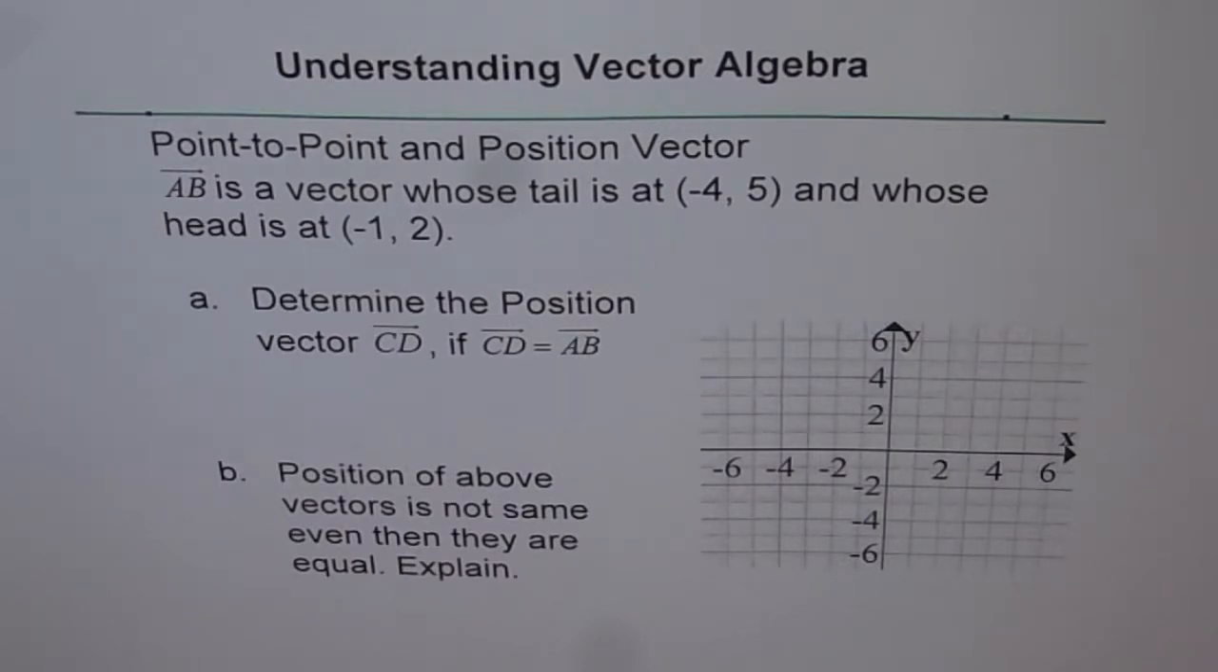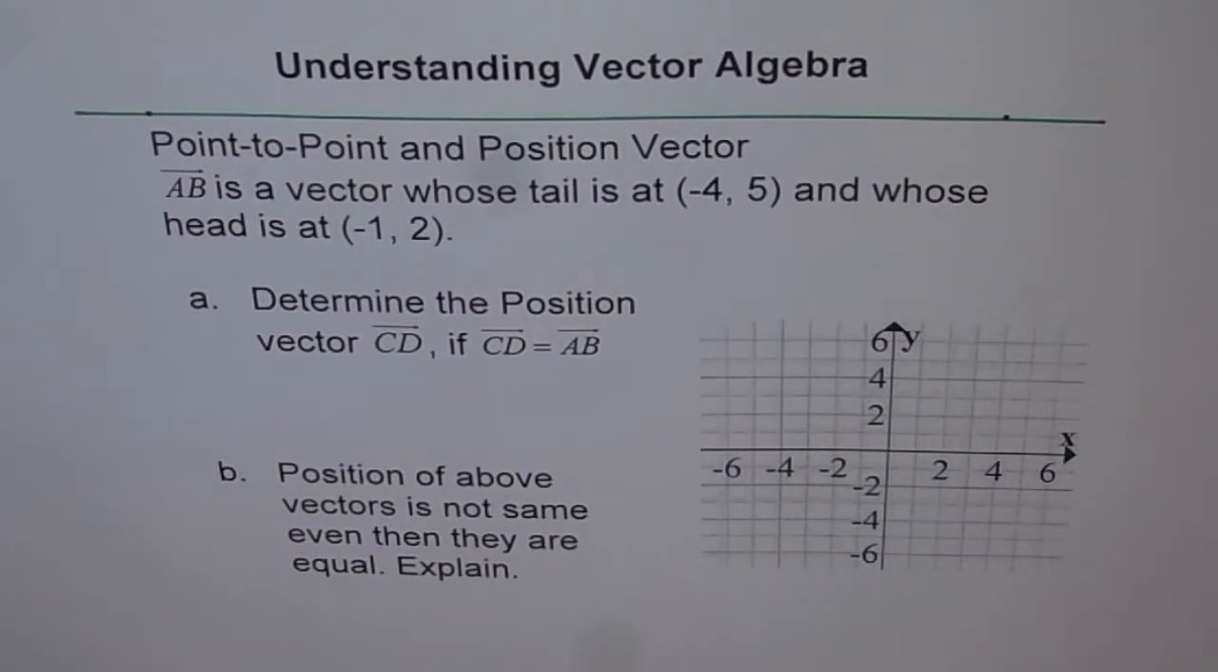Now you need to do two things here. One, determine the position vector CD if CD equals AB. That means you have to show the position vector for the vector AB. And part B: the position of the above vector, that means CD, is not the same as AB even though they are equal. That means the position of CD and AB is not the same. Explain why they are still equal vectors, right?